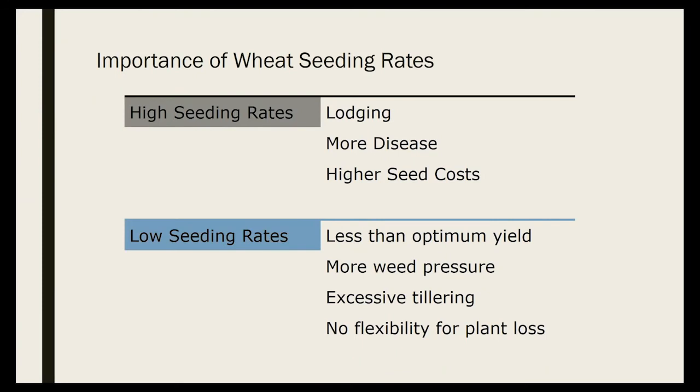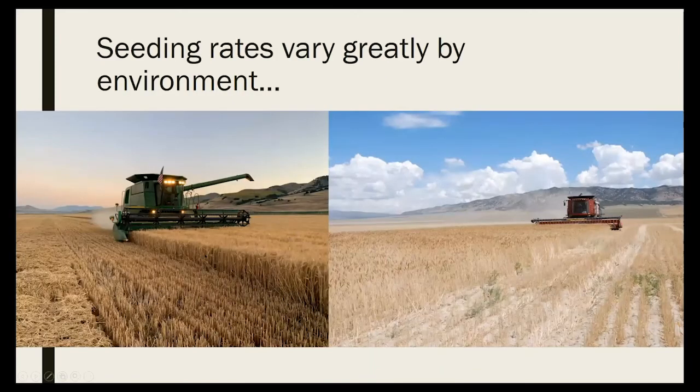We get excessive tillering, and we don't have any flexibility for plant loss if something bad happens. Now, this being said, I'm fully aware that there's a broad range of environments where we grow wheat in this state and in surrounding states. We do research. This is at Snowville, dryland wheat country. That combine is going in road gear cutting, and just really low yields in that environment.